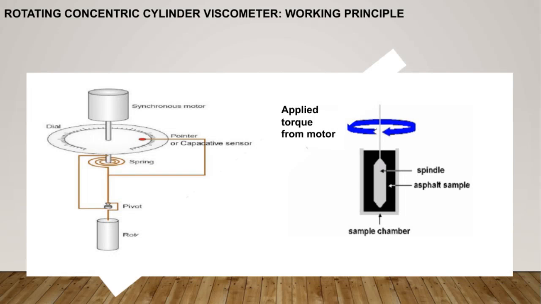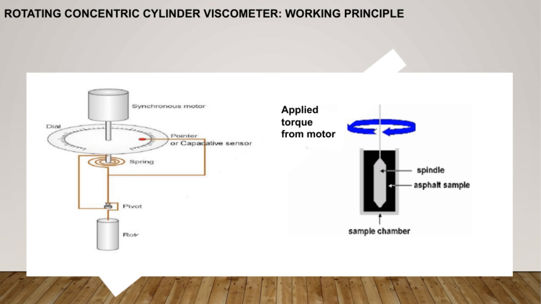Now, let's take a look at how the applied torque from the motor plays a crucial role in the operation of the rotating concentric cylinder viscometer. Essentially, the motor applies a torque to rotate the inner cylinder, and this torque is directly related to the viscosity of the fluid being tested. The more viscous the fluid, the greater the torque needed to keep the cylinder rotating at a constant speed. This principle is fundamental because it allows us to measure viscosity indirectly by monitoring the torque.